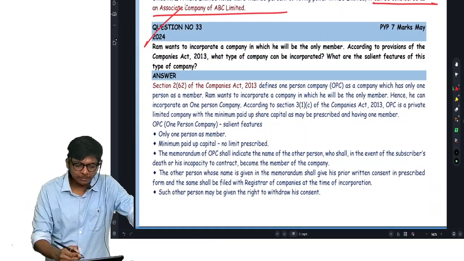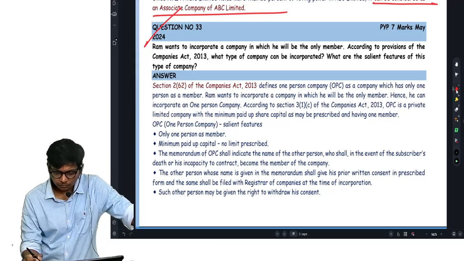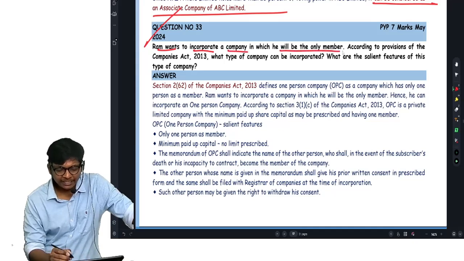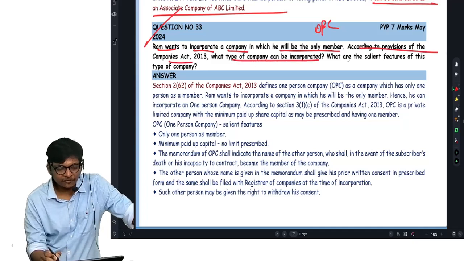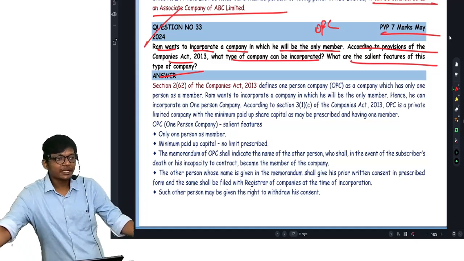Next, question number 33. Ram wants to incorporate a company in which he will be the only member. What company is that? OPC, One Person Company. According to provisions of Companies Act, what type of company can be incorporated? What are the features of OPC? 7 marks in May 24.